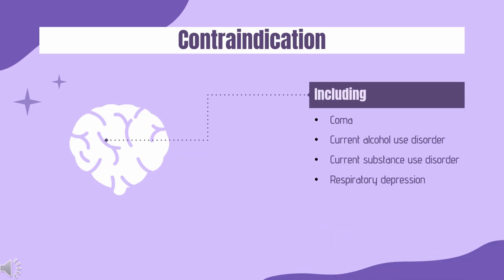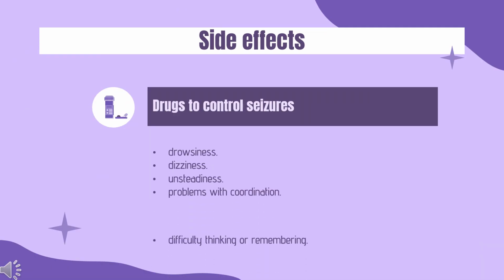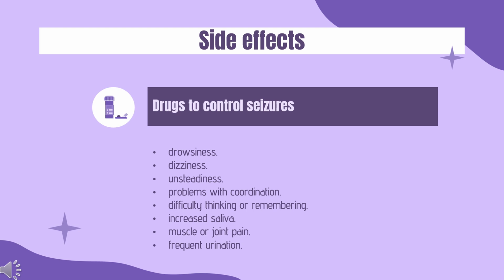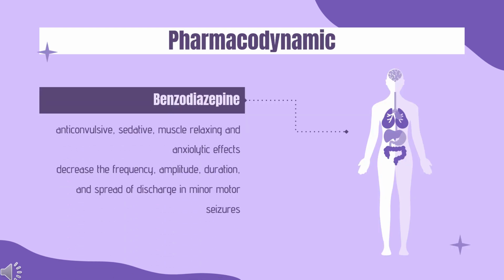Contraindications. Coma. Current alcohol use disorder. Current substance use disorder. Respiratory depression. Side effects. Drowsiness. Dizziness. Unsteadiness. Problems with coordination. Difficulty thinking or remembering. Increased saliva. Muscle or joint pain. Frequent urination.